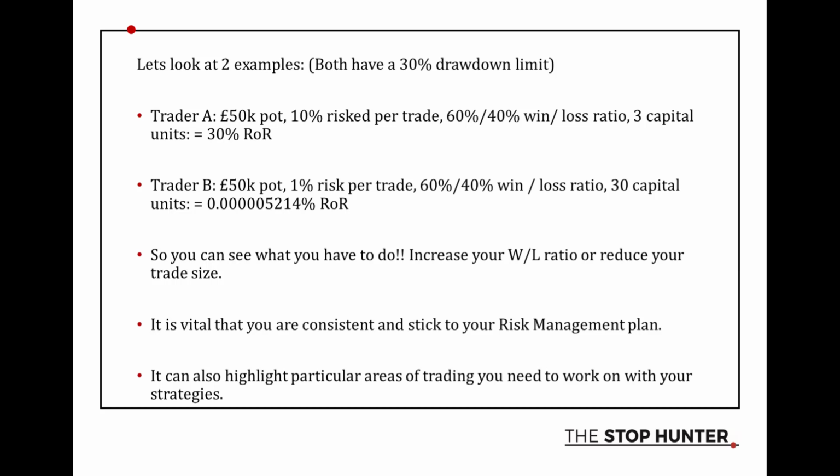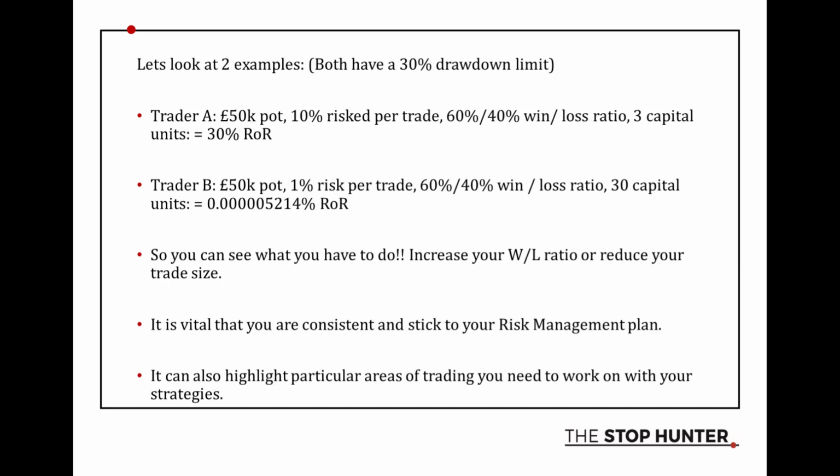So let's start with trader A. He's got £50,000 in his trading pot. He risks 10% per trade. He's got a 60% win ratio, and he's going to use 3 capital units, which is basically, once you put it through the big formula that we saw, a 30% risk of ruin.